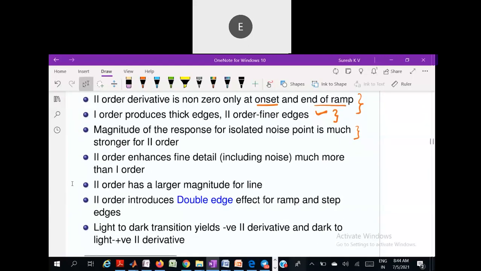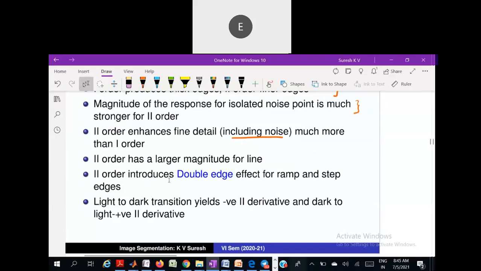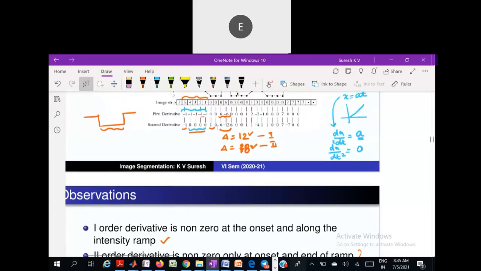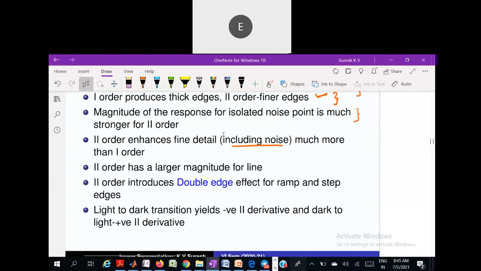Second order enhances finer details much more than first order. Of course, the disadvantage is including noise. So this is a disadvantage. Second order has a larger magnitude for a line. That's what we have seen. It introduces a double edge effect. You could see the double edge effect here. It goes to minus, comes back to positive. It goes to minus, comes back to positive. So this is a double edge effect.